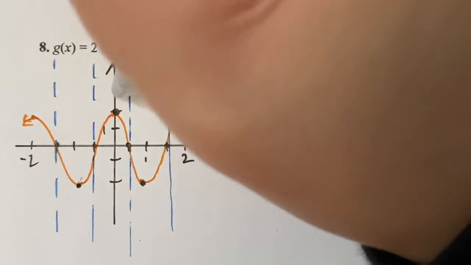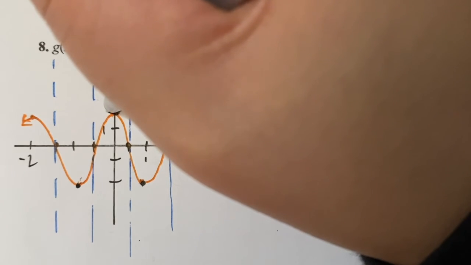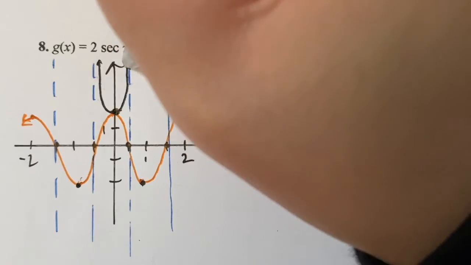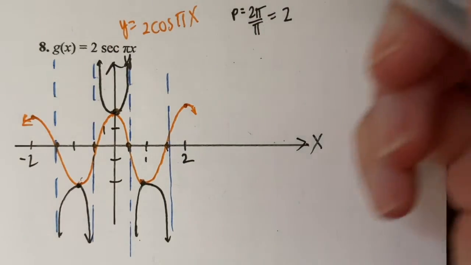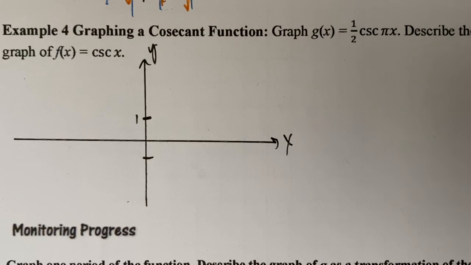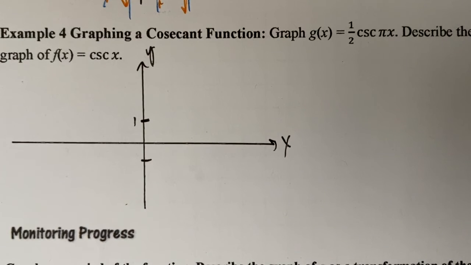And then once you have those points established, you're just going to draw a horseshoe shape going towards the vertical asymptotes. There's the graph of your function, and now let's just describe the transformations. We have a vertical stretch by 2 and a horizontal shrink by 1/pi. Let's move on to graphing cosecant, which is going to be very similar to this procedure. In example 4, we are asked to graph g of x is equal to 1/2 cosecant pi of x.